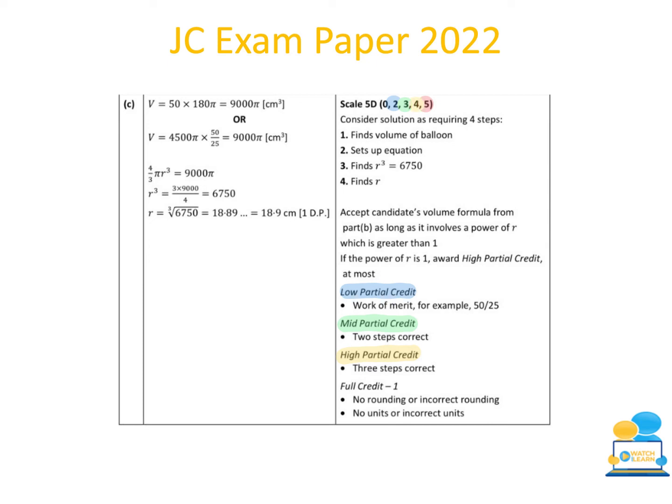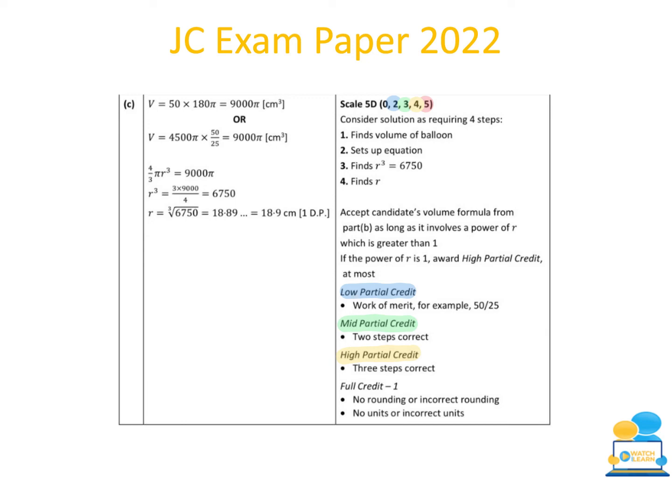So just breaking it down, they said how they would have expected you to solve it. So 4 steps: find the volume of the balloon, set up an equation, find r to the power of 3 is equal to 6,750, and then finally find r. They're the steps, and they're marking you to see how far you get on those 4 steps. So you can see the low, mid and high is worked out from that: if you get 2 steps correct, you get low, 3 steps correct, you get mid.